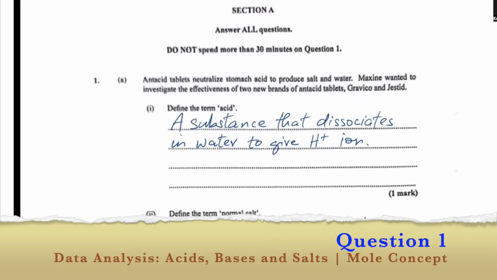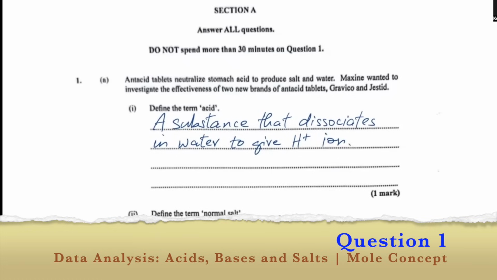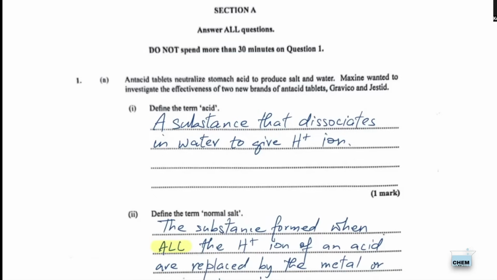All right, so we've changed the format of our work through for this session. We're having some technical difficulties, so we ended up writing the answers before. So section A, we're not supposed to spend more than 30 minutes on question 1. 1A, antacid tablets neutralize stomach acids to produce salt and water. Maxine wanted to investigate the effectiveness of 2 new brands of antacid tablets, Gravico and Gestid.